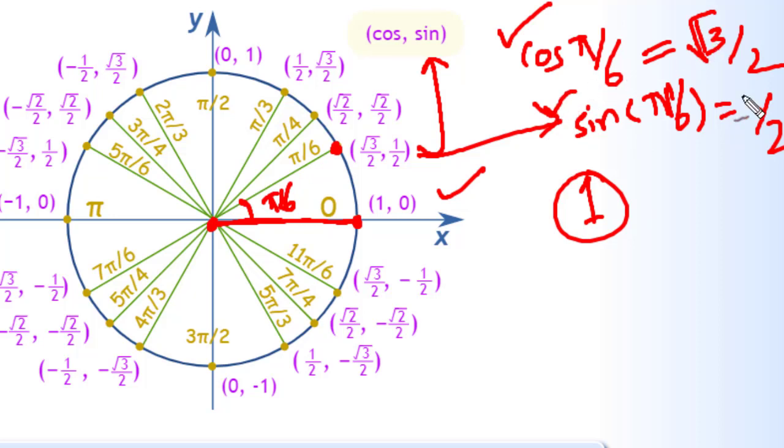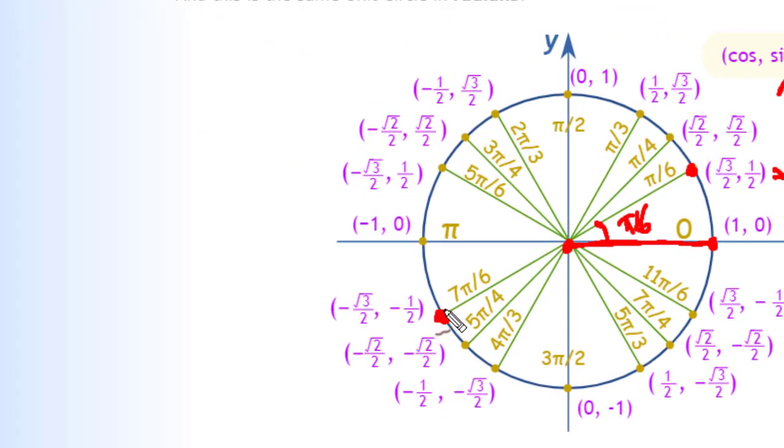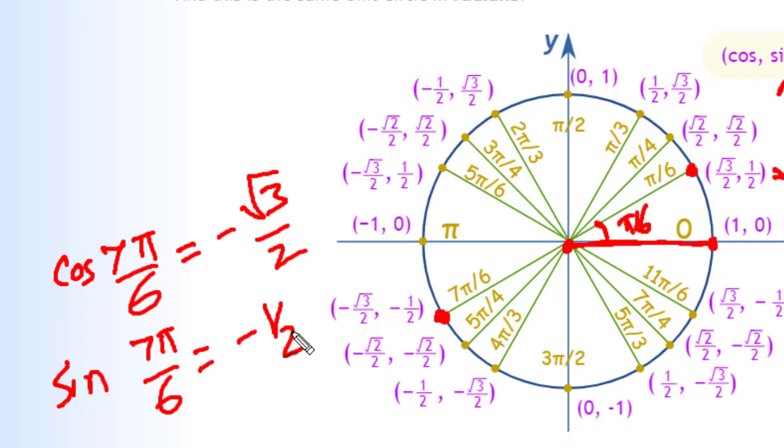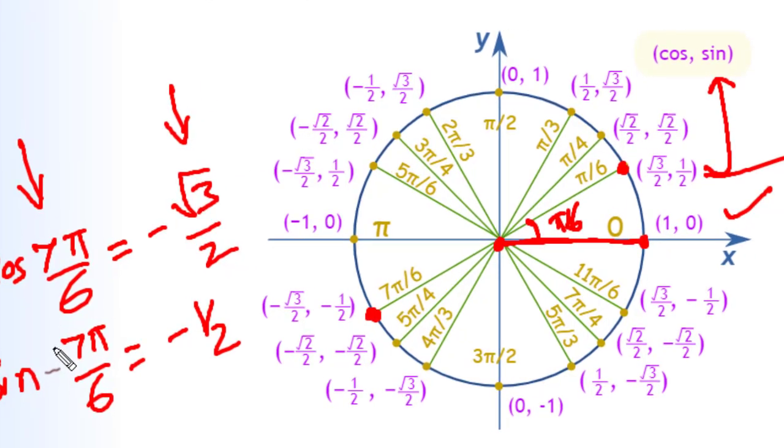In the same way, we can take any point and find the sine and cosine of a specific angle. For example, if we take this point over here, cos of 7 pi by 6 is equal to minus root 3 by 2, and sine of 7 pi by 6 is equal to minus 1 half. So you can see that if you know the unit circle and remember all these values, then you can easily find the relationship between the angle and the cosine and sine values.